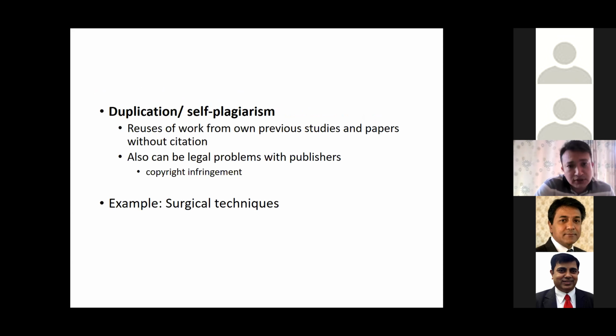Another type of plagiarism is duplication or self-plagiarism. That is the reuse of work from your own previous studies and papers without citation. This can sometimes also have legal problems, especially when you have already described some new surgical techniques and you have already published it. And in the second article also, without citing the surgical techniques, if you have written in such a way that you have reintroduced that surgical technique in your second paper, then this is called duplication or self-plagiarism.